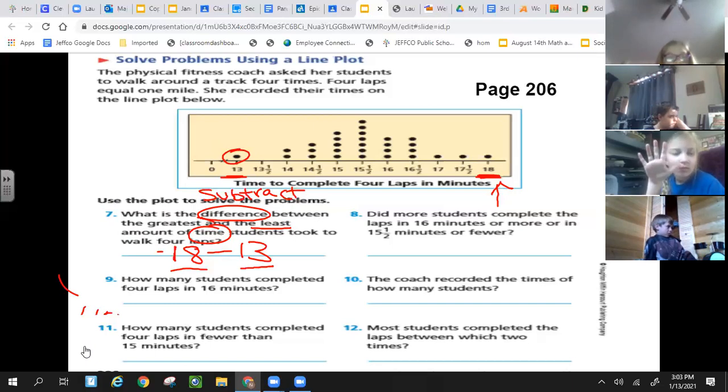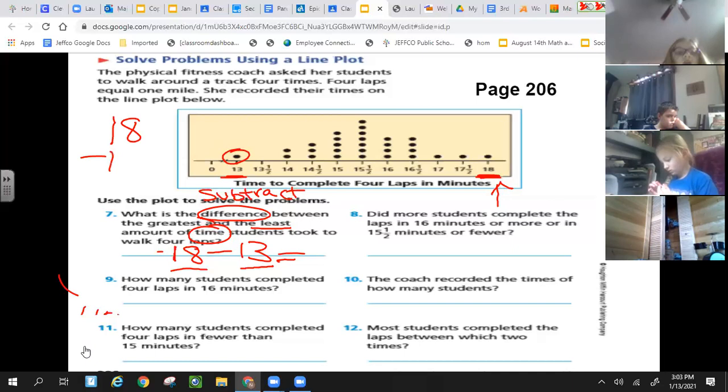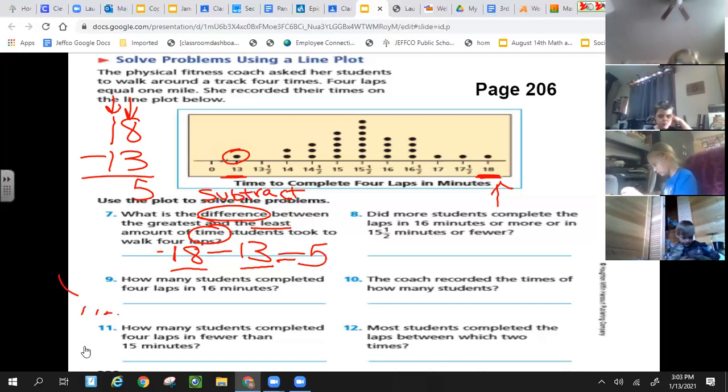Should have gotten 5. Because if you stack this, if you're not looking at it horizontally, but if you write it vertically, you're going to do the same thing we do with our multi-digit subtraction. 8 minus 3 is 5. When you get to 1 minus 1, that's 0. We're not going to put a 0 in front of the 5. So the difference is 5 minutes.